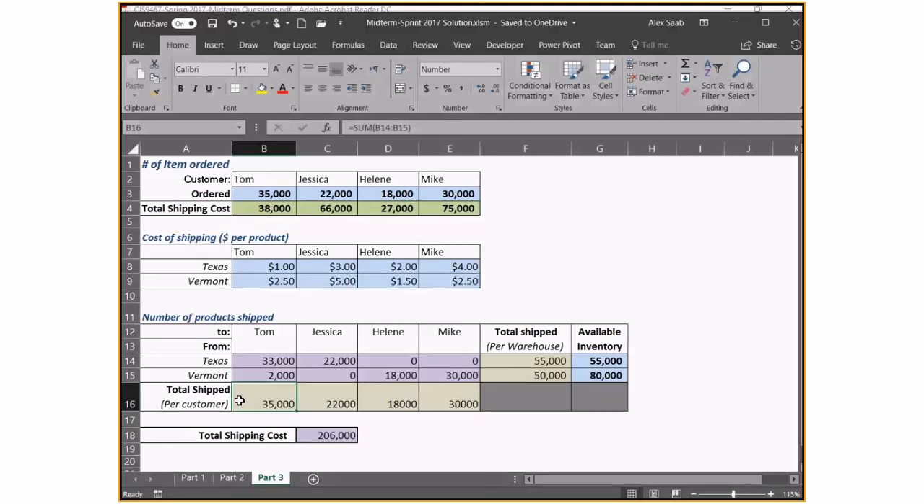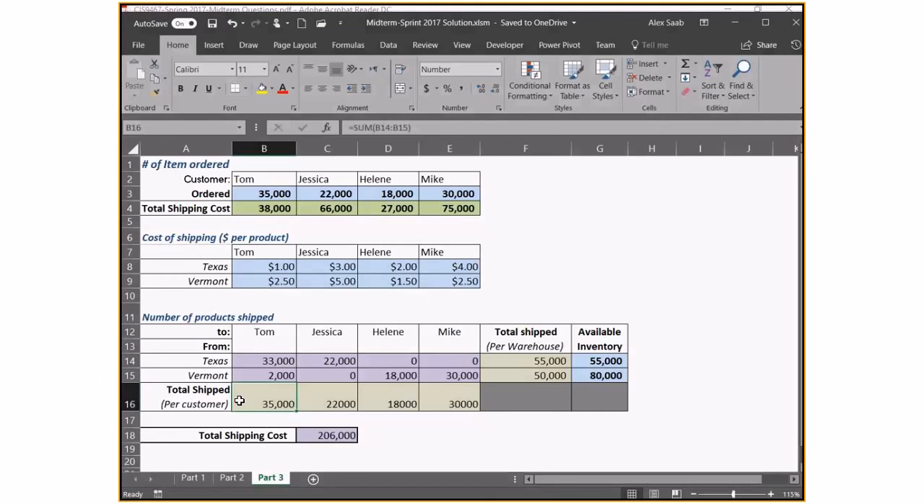So the whole thing is about managing constraints. You cannot ship to Tom more than what he orders, regardless of where from, and you cannot ship from the same warehouse more than what the warehouse has. So now you appreciate how much work Amazon puts into managing their logistics, with millions of items and millions of customers, deciding where to ship from.